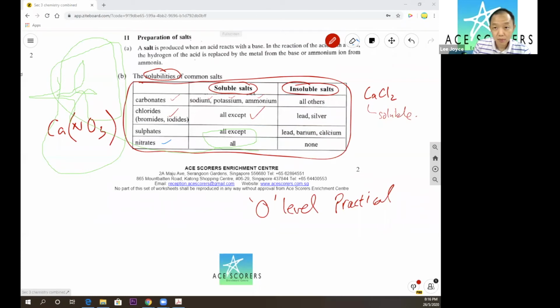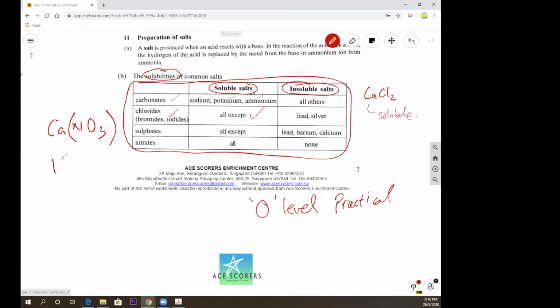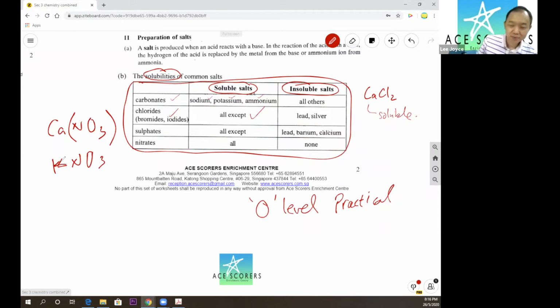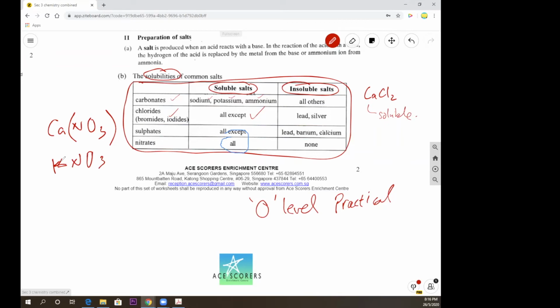Eukin, how about potassium nitrate? Is it soluble or insoluble? Soluble. Why? Because they are all soluble. Okay, got it? So now is the fun part, right?